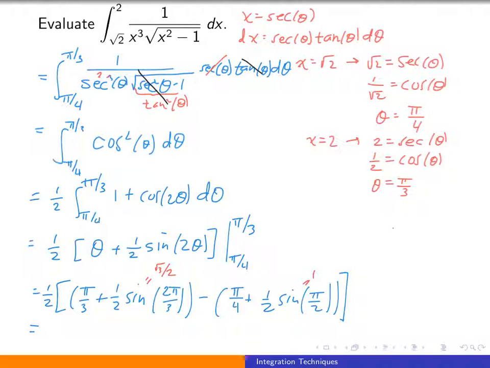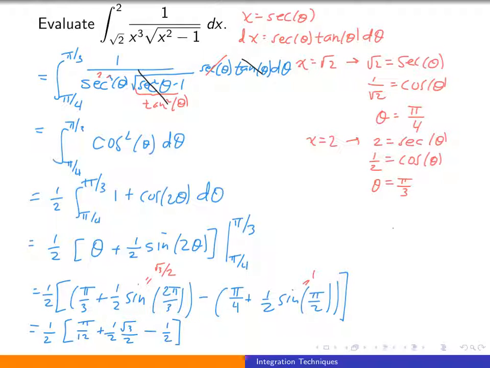So putting this all together, I'm going to go ahead and just leave the 1/2 out front, but we'll have pi over 3 minus pi over 4. That's pi over 12. Then we have plus 1/2 sine of 2 pi over 3, so 1/2 times root 3 over 2. Then we have minus 1/2 sine pi over 2. So let's just do minus 1/2. And this number, whatever it might simplify down to, is the solution. It gives us the value of this definite integral.